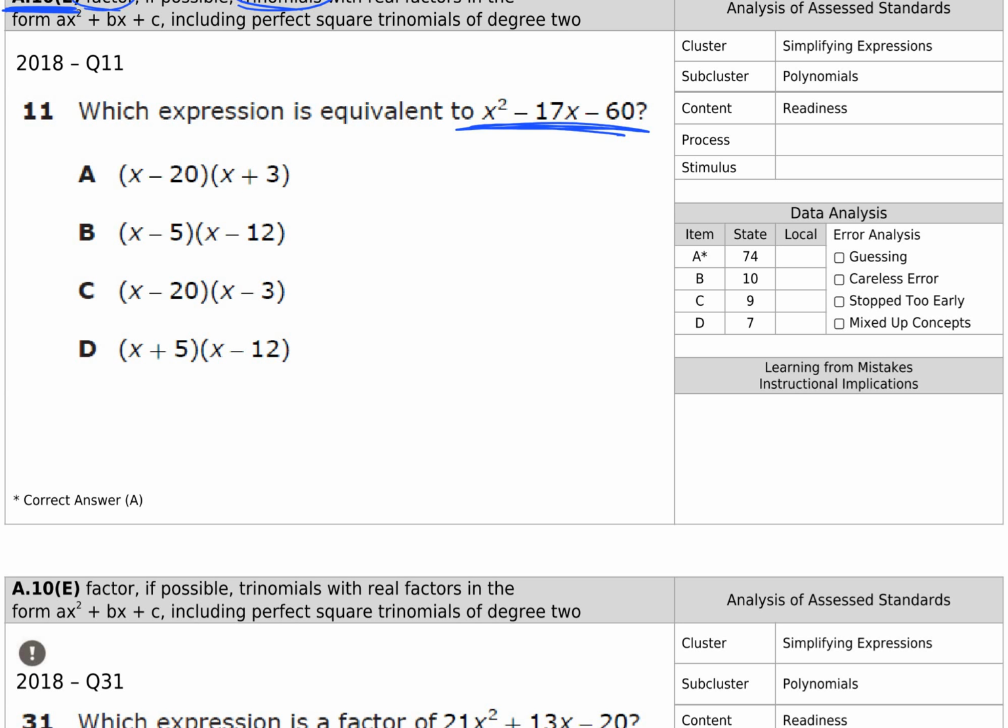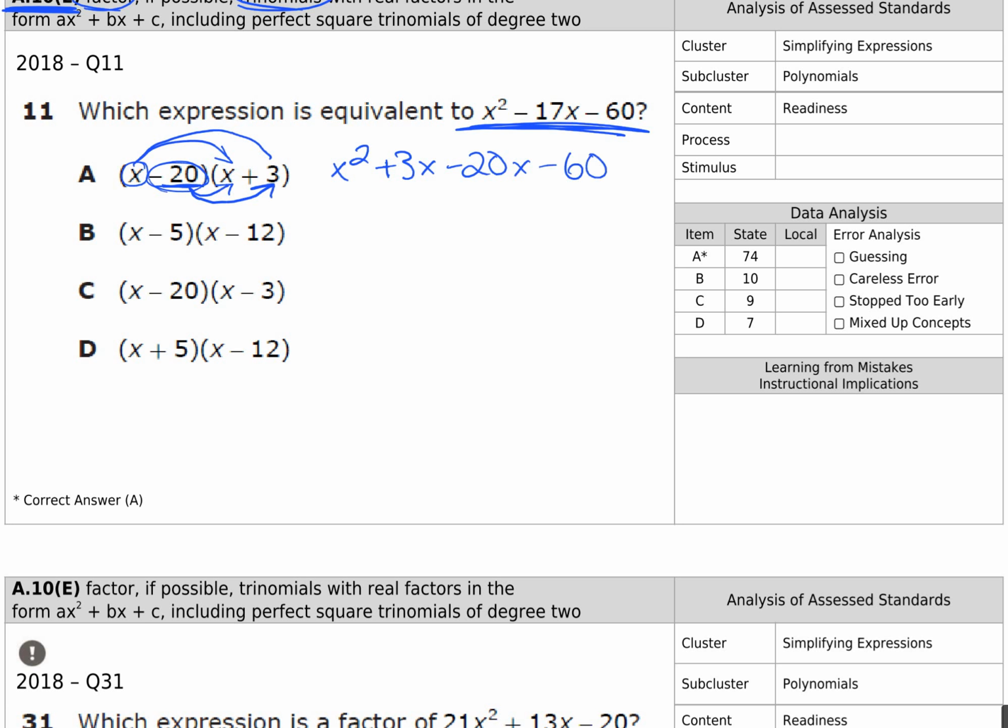All right, on this first question, let's go ahead and distribute since we have both binomials. X times x is x squared. Then we distribute the first term times the last term. X times 3 is 3x. It's positive, so we put a plus sign. We're done distributing the first term in the first binomial. Now we're going to distribute the second term. Negative 20 times x is negative 20x. Negative 20 times positive 3 is negative 60.